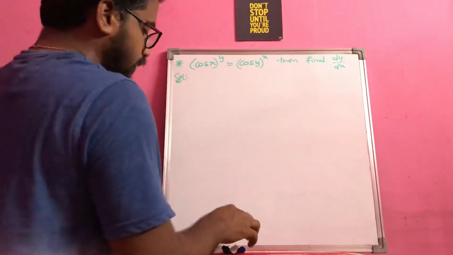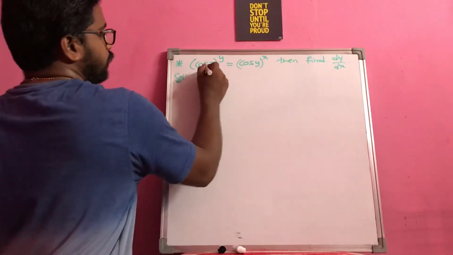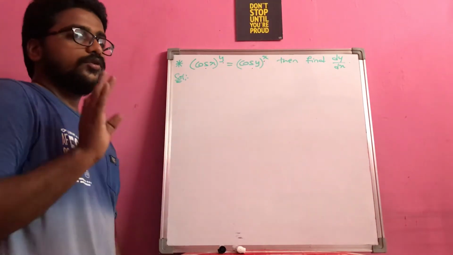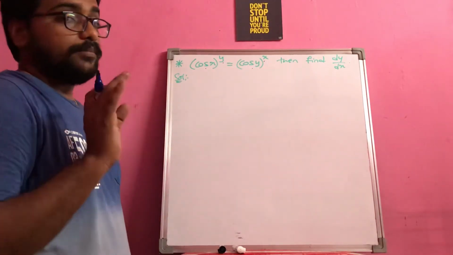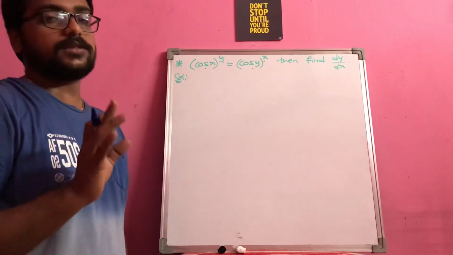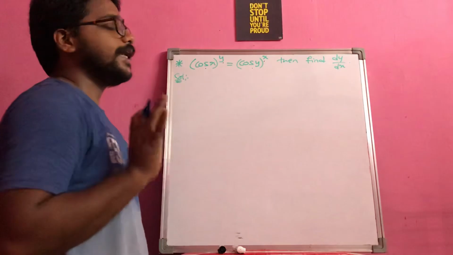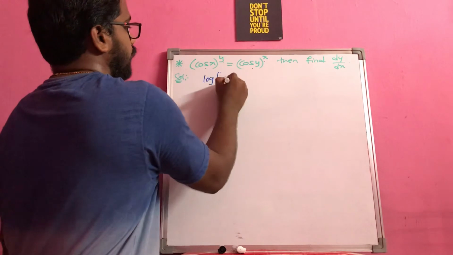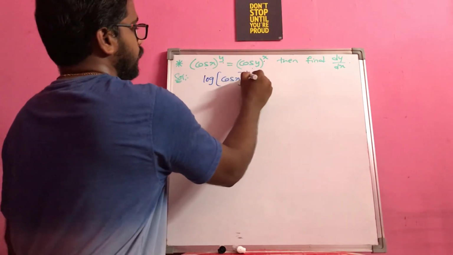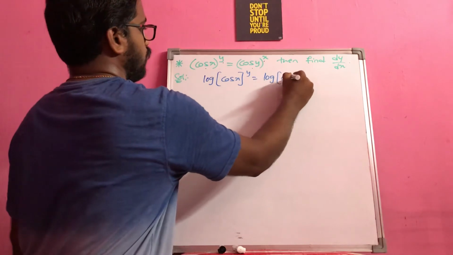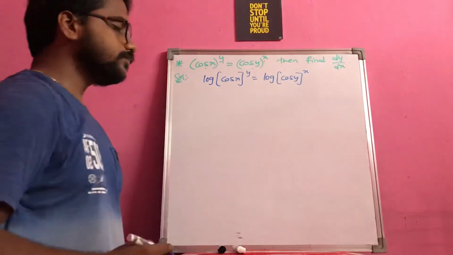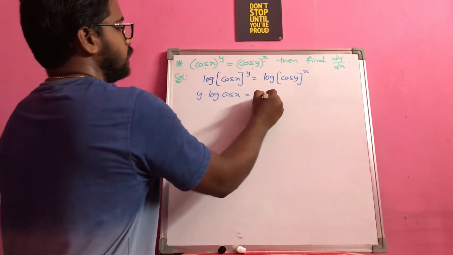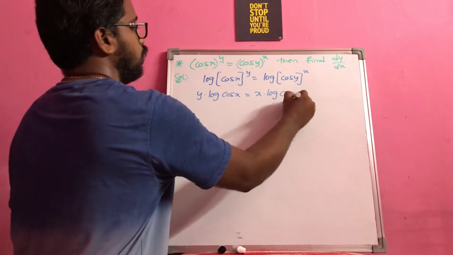(cos x) whole power y is equal to (cos y) whole power x. See, try to understand here. It is a function power function. Both base and power are functions. So for sure you have to apply the logarithm. Before that, confirm whether you have any addition or subtraction in the question. We don't have any addition or subtraction. So straight away apply logarithm on both the sides. You will get log (cos x) whole power y is equal to log (cos y) whole power x. So it will become y into log cos x equals x into log cos y.